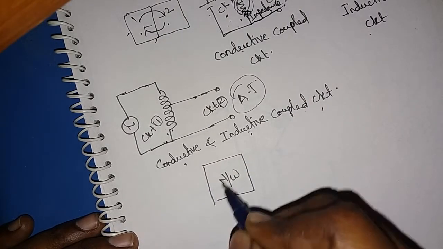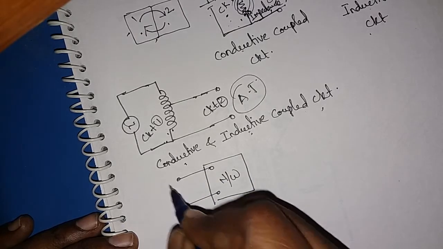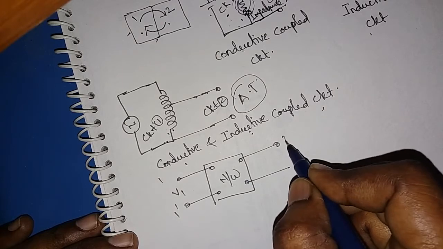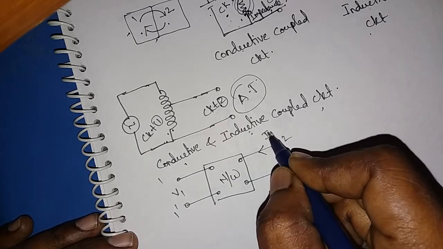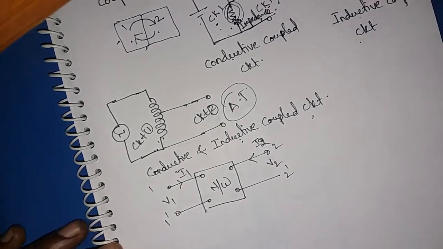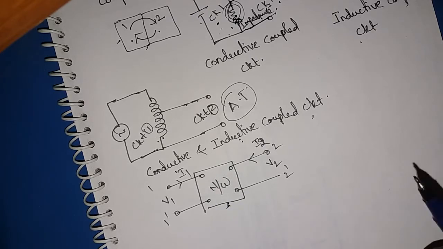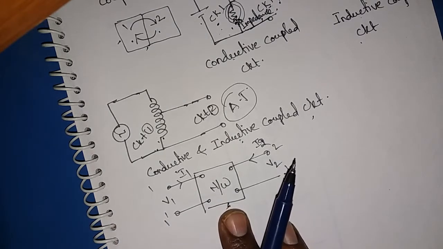So hence what is mutual impedance in the sense, for example, this is one box, let it be a network, and here I have the two terminals. This is 1 dash, the voltage is V1, 2 dash, voltage is V2, this current is I2, and this current is I1. This network may contain a resistor or inductor or capacitor, or several resistors, inductors, capacitors, or a combination of them. Or simply I used to say the network is the combination of impedances.